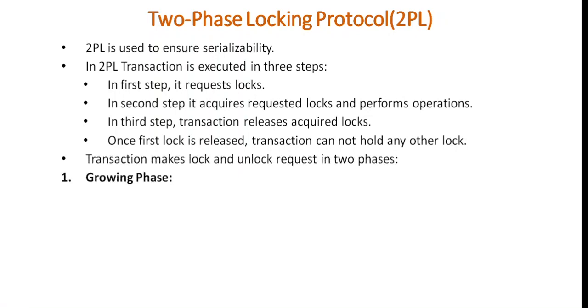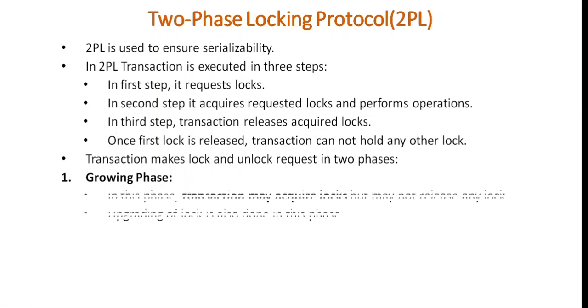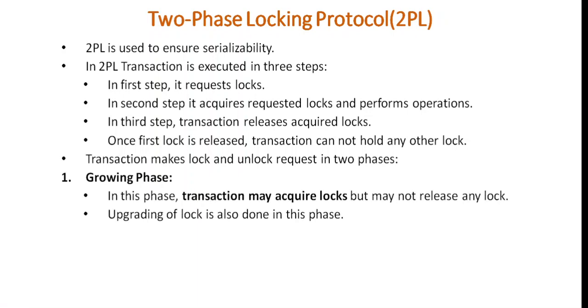And this transaction makes lock and unlock requests in two phases. So there are two phases in which a transaction can request a lock and can release a lock. The first phase is the growing phase. In the growing phase, a transaction may acquire locks but may not release any lock. Growing phase means the transaction is growing for the execution, growing for the operation. Here the transaction is requesting locks and acquiring locks, but there is no release of any of the locks.